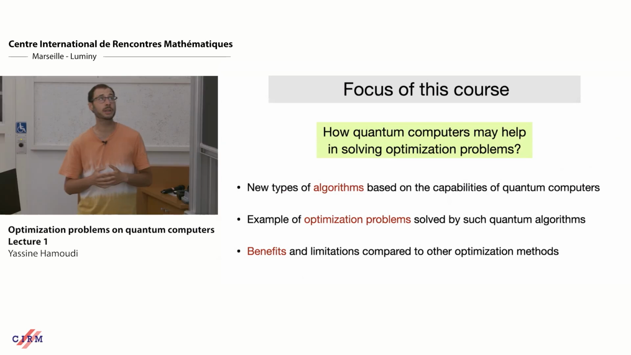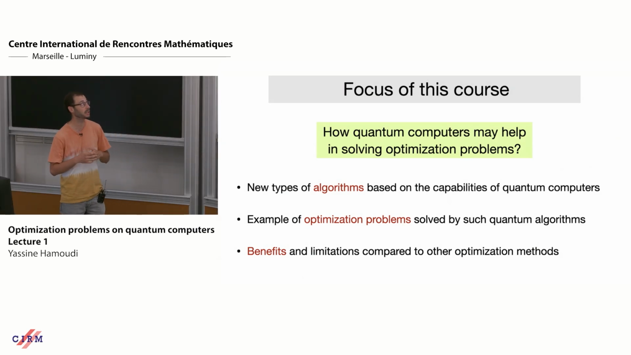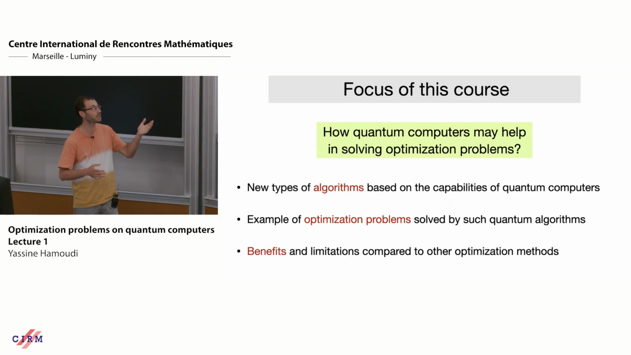Okay, so what's going to be the main focus of this course? Today's lecture and the next one tomorrow are to try to give some answers to the following question, which is how quantum computers may help in solving optimization problems. We already know a lot of classical optimization methods, which are used every day by people that have to solve optimization tasks. But why should we try to use quantum computers for solving optimization tasks?